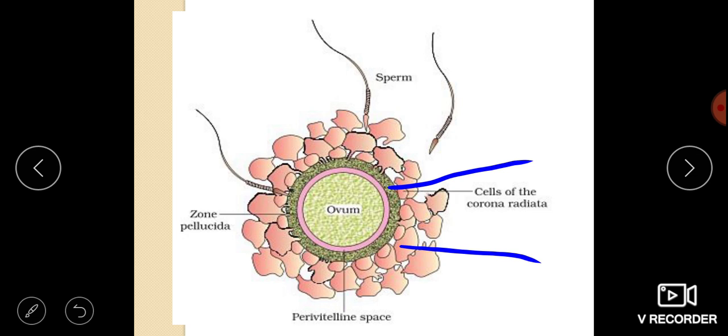Here, the fertilization prevents polyspermy. Once one spermatozoon enters into the ovum, the remaining sperms remain outside. They are prevented from entering inside the ovum, and this is known as the cortical reaction. It is done by the chemicals released by the ovum, because it allows only one sperm to enter it.